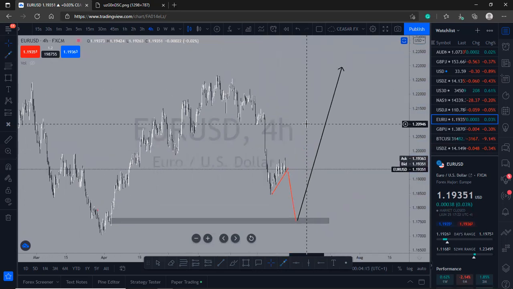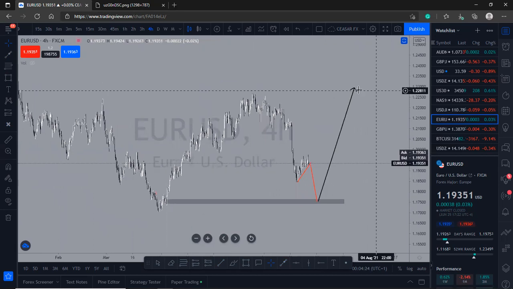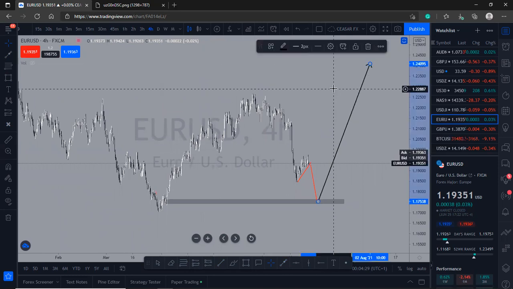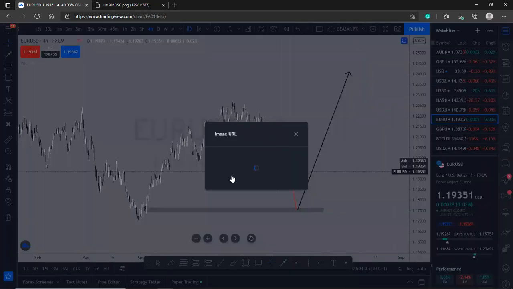So this is what is going to happen according to the USD 2-hour time frame. I'm expecting this to happen. This must happen on Euro USD. So we have to buy Euro USD somewhere here. Let me try to save the picture.